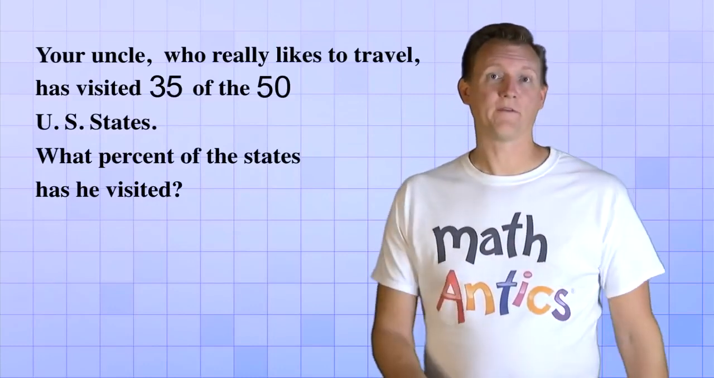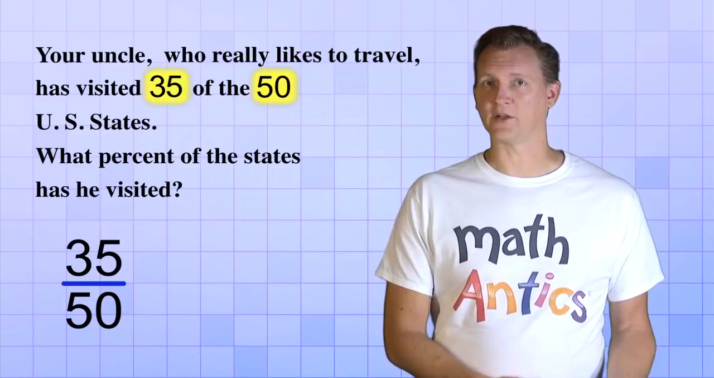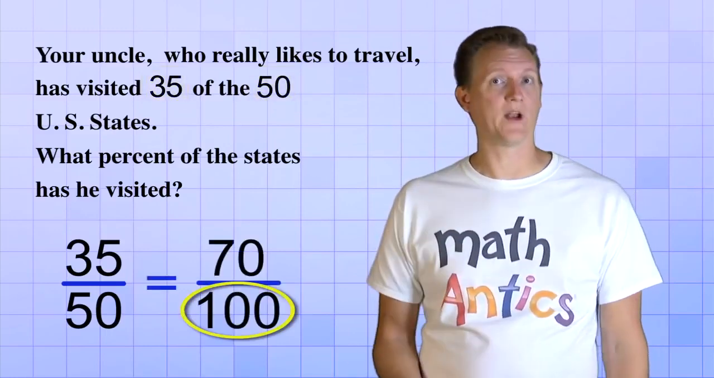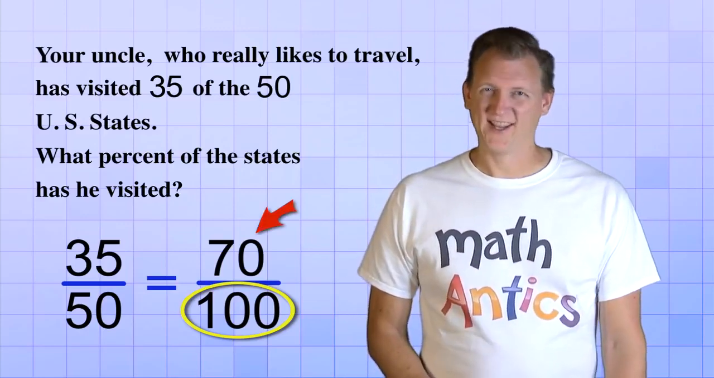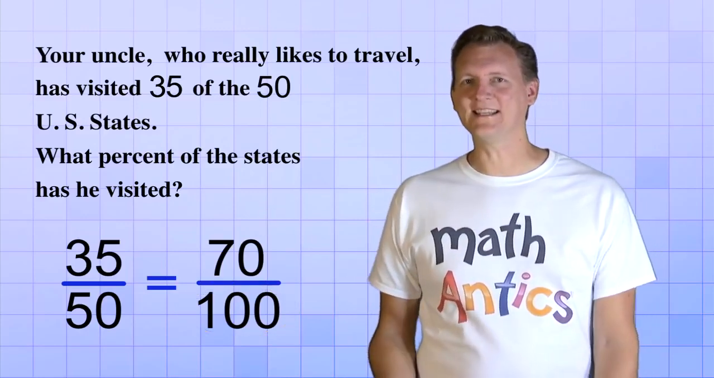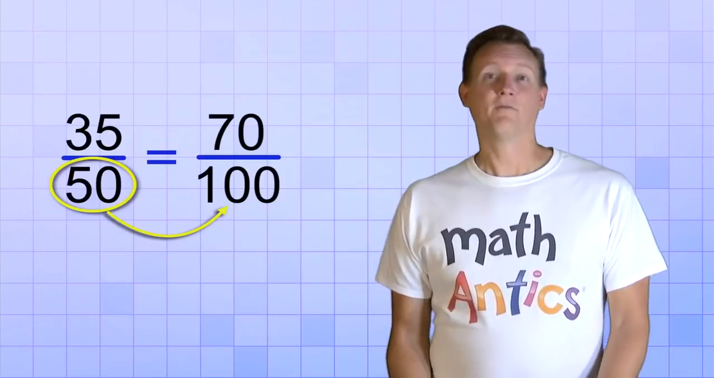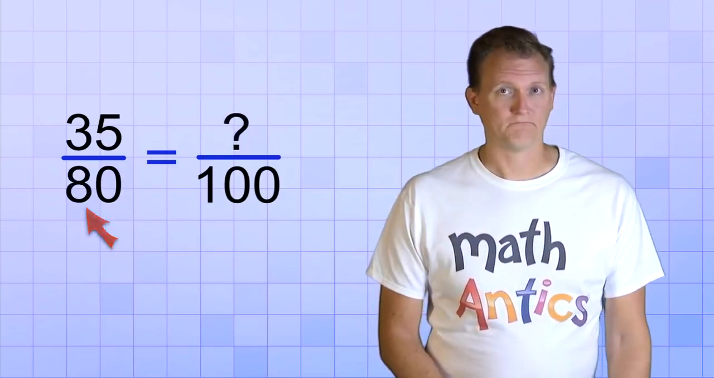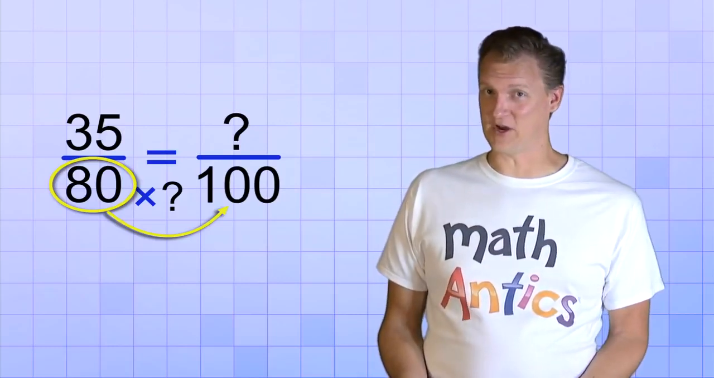All right, that way of finding a percent seems pretty easy. You just write the numbers that you know as a fraction, and then you convert that fraction into an equivalent fraction with 100 as the bottom number. And that tells you what percent it is. The trouble is, that way is only easy if it's easy to change the bottom number into 100. For example, what if instead of 50, you had 80 as the bottom number? What could you multiply 80 by to get 100? Well, that's not as easy to figure out.